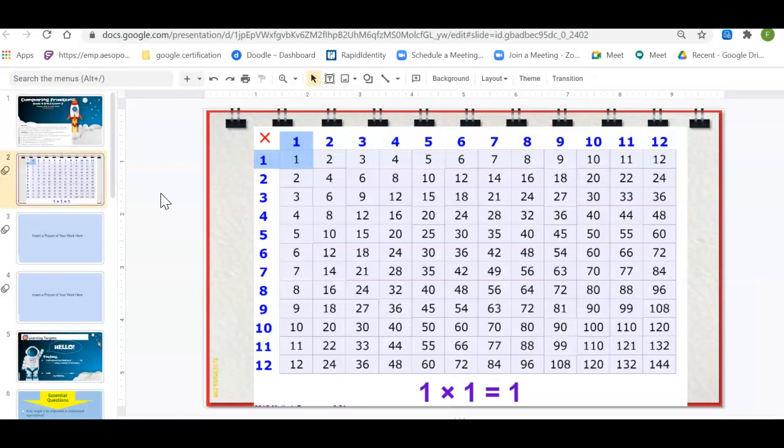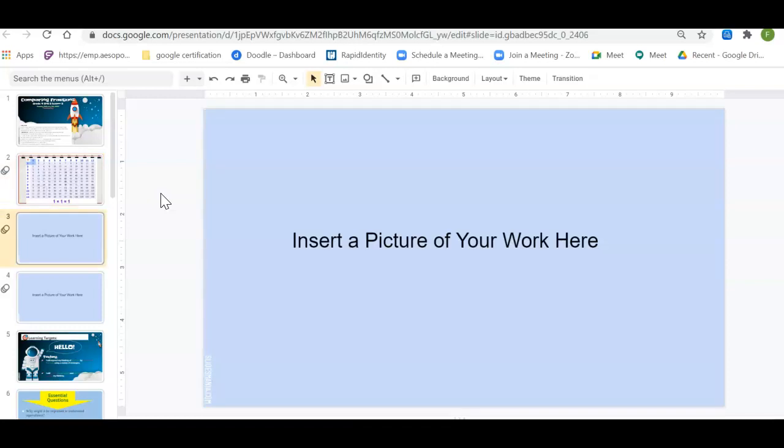And on the next slide, I have the multiplication table here for you. It's just a resource for you to be able to utilize. Go back as often as you need. And the next two slides are places for you to put your work. That means that if you're working in your binder, or you're solving problems in your notebook, this is a place where after you take a picture of your work, you insert it into these slides.